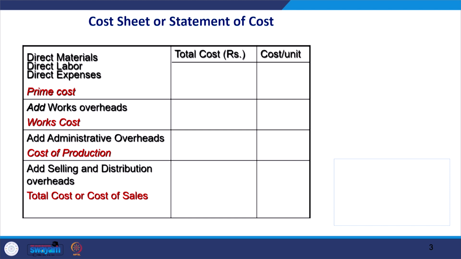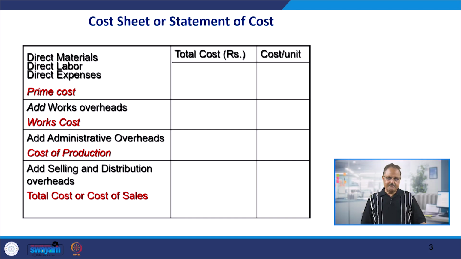This cost sheet or statement of cost is prepared for every product individually. This is not a common cost sheet. It is required to be prepared for every product we are going to manufacture. If we are going to manufacture only one product, then only one cost sheet is required. But if you are going to manufacture multiple products, each variant and each model of the product requires an independent cost sheet, a statement of the cost.